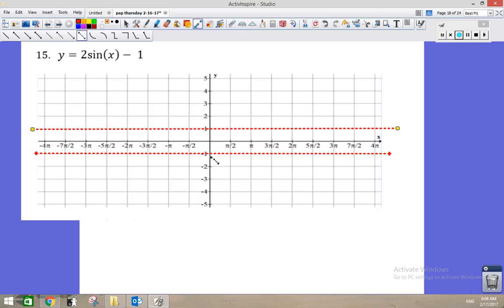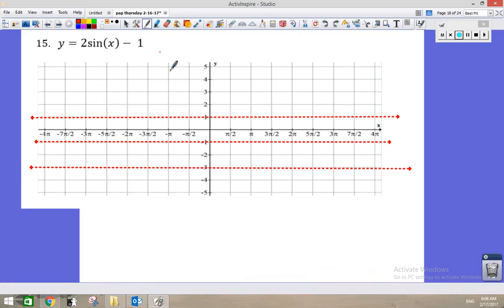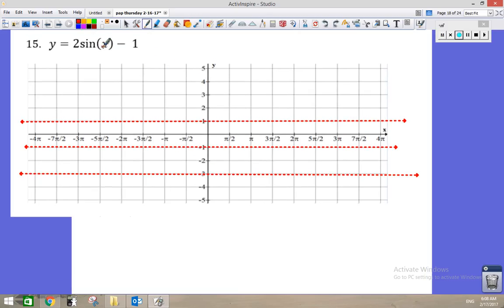And my minimum is 2 units below this center line. So my entire graph is bouncing back and forth between y equals -3 and y equals +1. Now, there's a coefficient in front of x of 1, which tells me that the period is 2 pi.